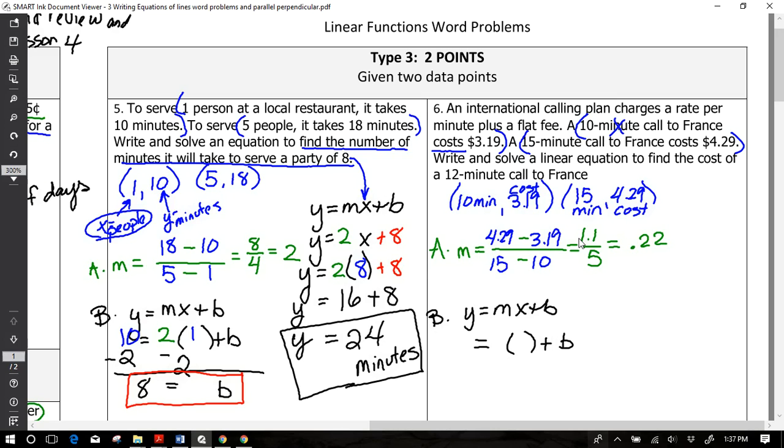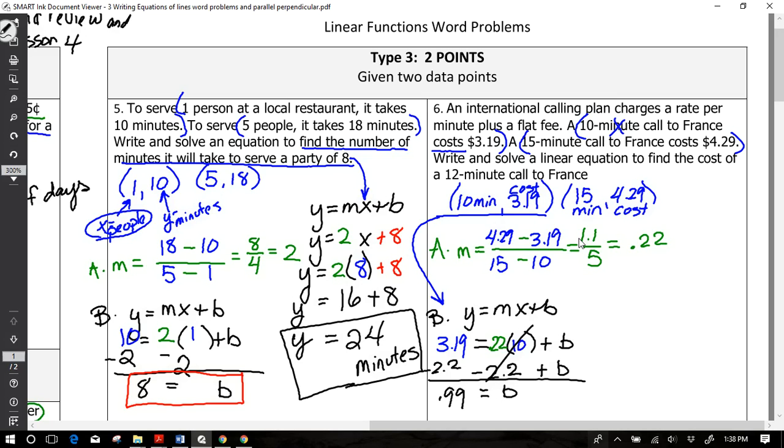So let's plug in what we know. I'm going to use the first ordered pair again, where the X value was 10 minutes. The Y value was 3.19, and the slope is 0.22. Let's use my calculator to help me out here. I get 2.2 plus B, and I do want to subtract that 2.2 from both sides to get the B by itself. And I find out that B equals 0.99.